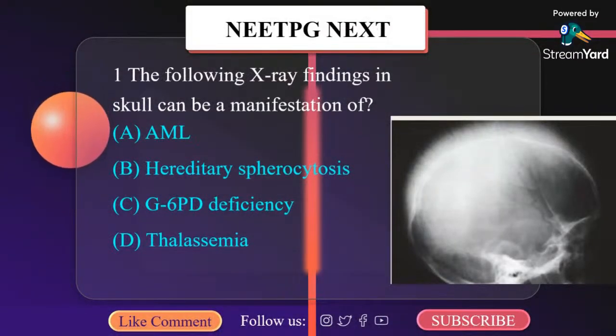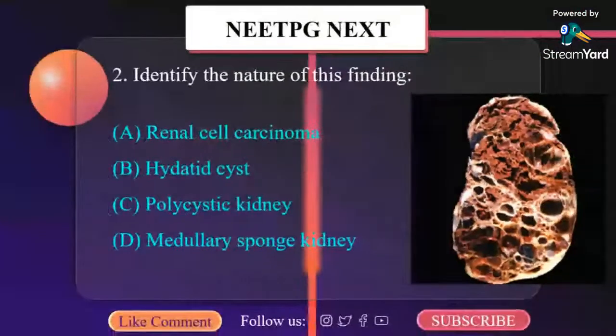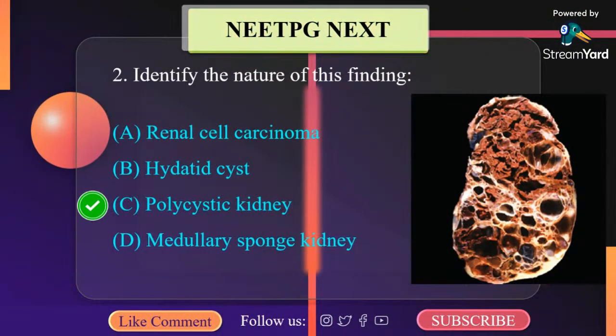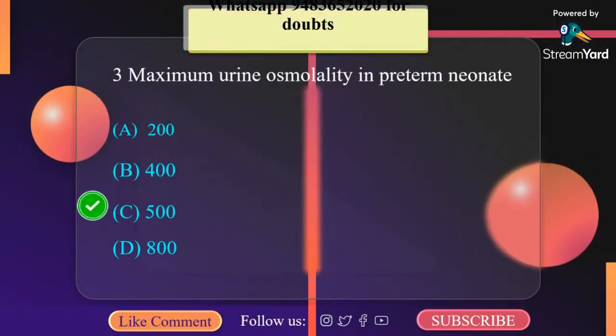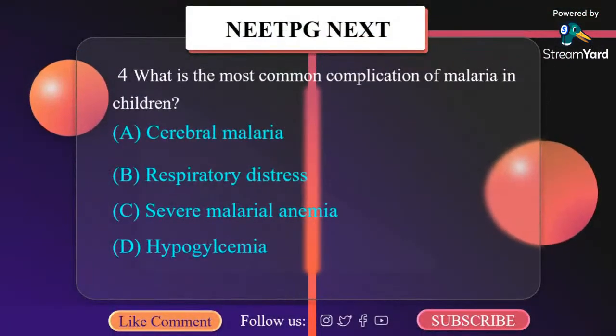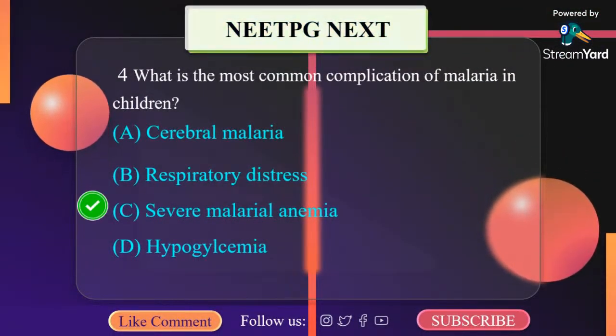Manifestation of thalassemia. It is a polycystic kidney. Preterm neonate is 500 milliosmol per liter. In children, the most common complication is severe malarial anemia.